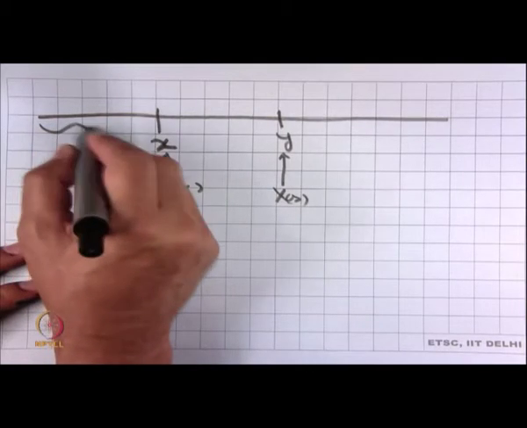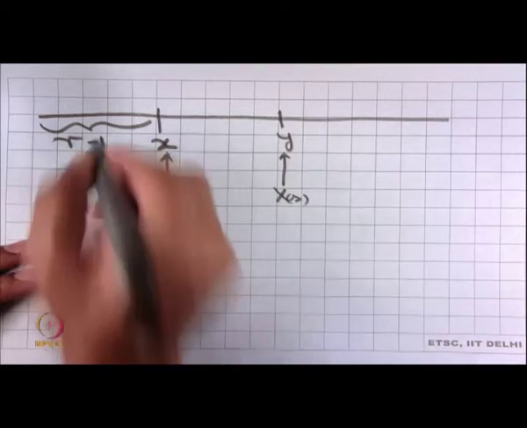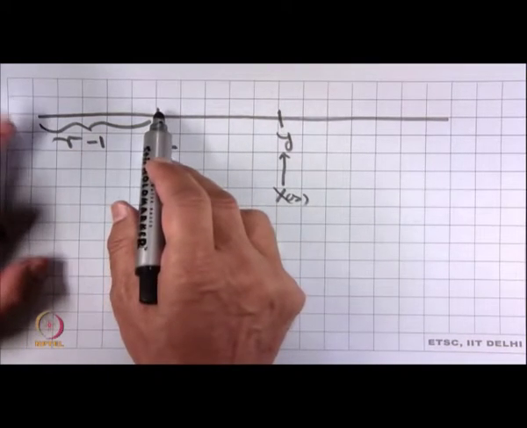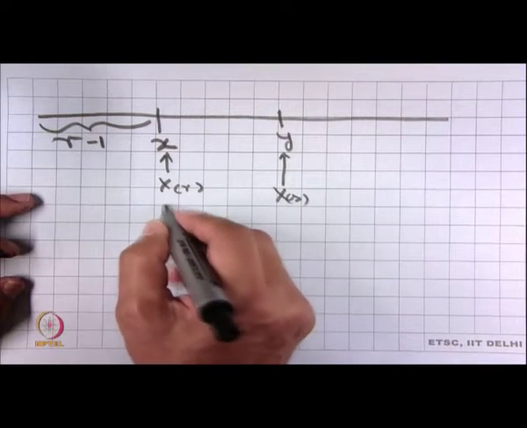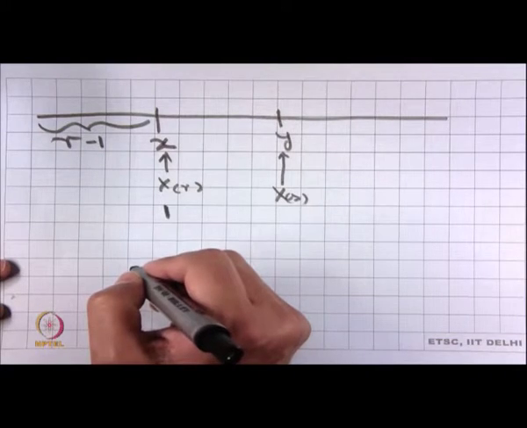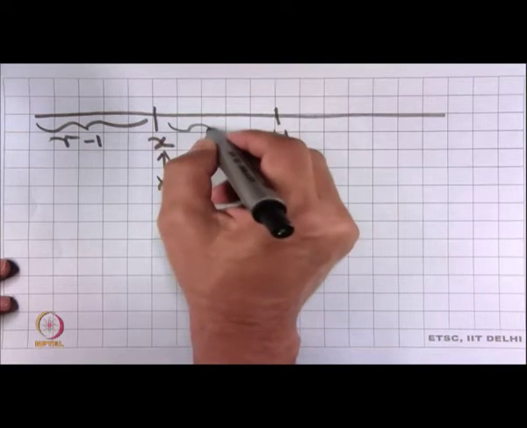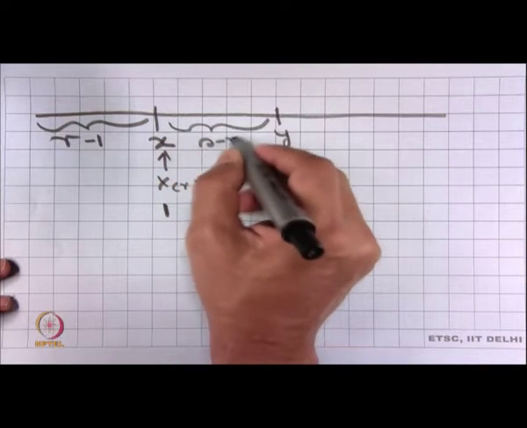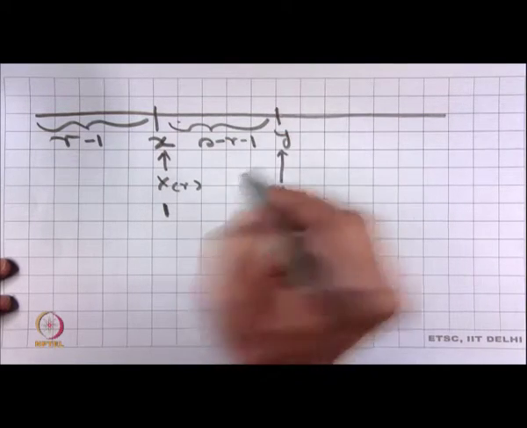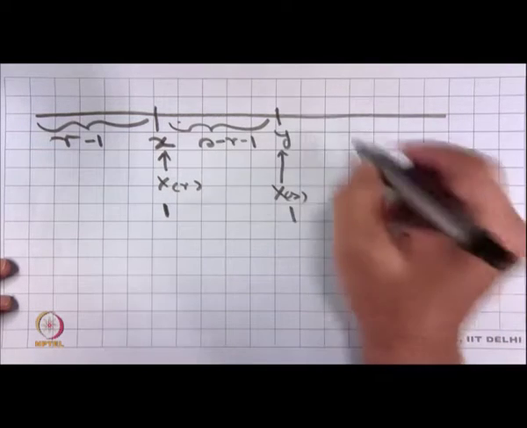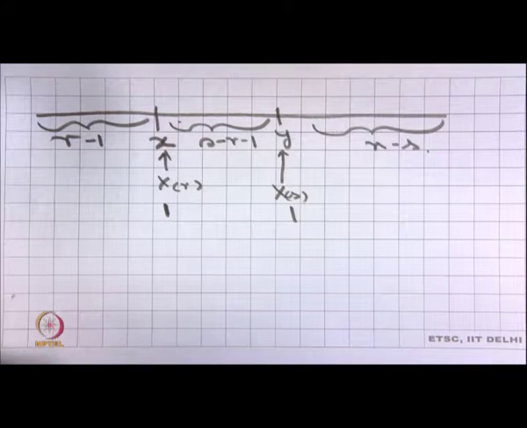How many will be here in this? There will be r minus 1 observations less than x. Rth order will be at this point. How many will be here? S minus r minus 1 observations will be here. 1 will be here and remaining n minus s will be there.